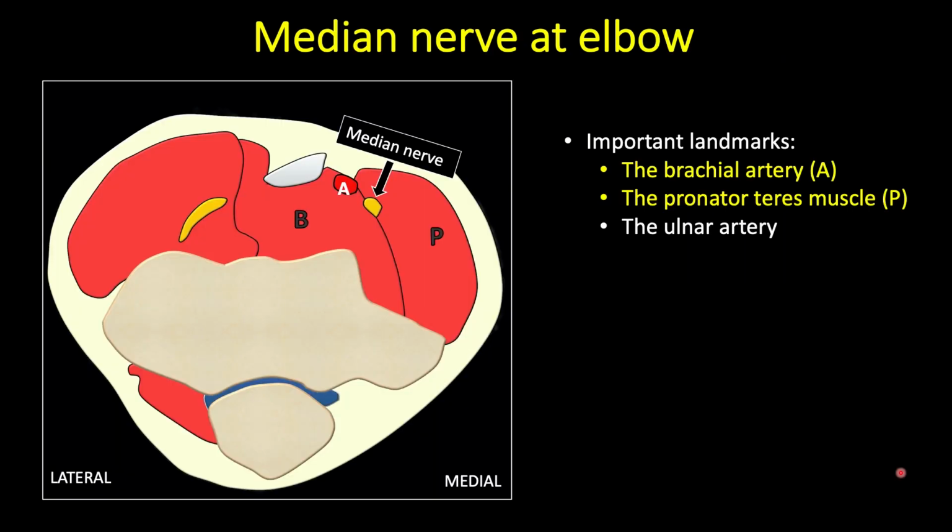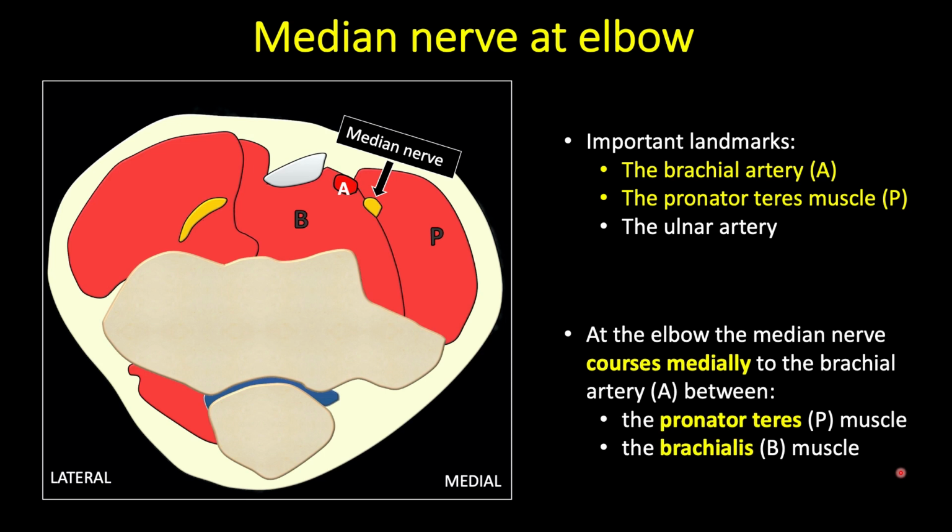Now let's look at the anatomy of the median nerve at the level of the elbow. From now we will have three important landmarks: the brachial artery, the pronator teres muscle, and, as we will see in the next slides, the ulnar artery.